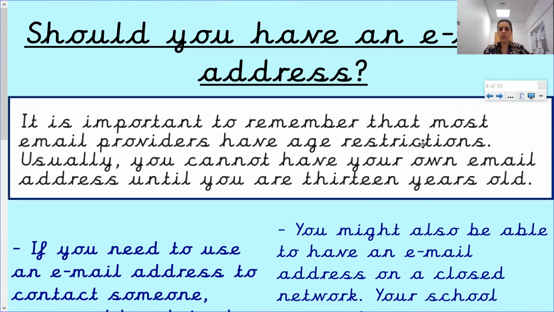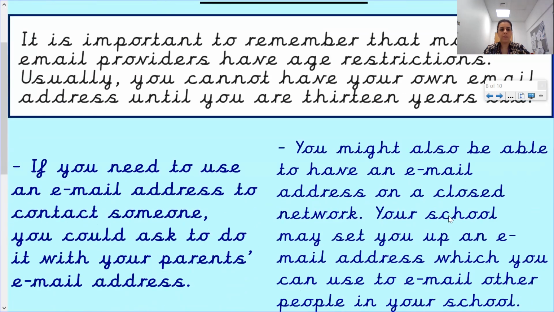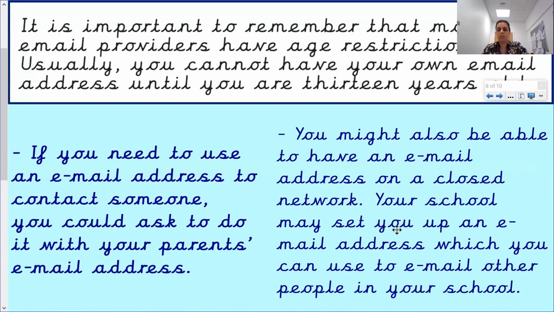So, should you have an email address? It's important to remember that most email providers have age restrictions. Usually you cannot have your own email address until you are about 13 years old. Sometimes it's different though. If you need to use an email address to contact someone, you could ask to do it with your parents' email address. You might also be able to have an email address on a closed network. Your school may set you up an email address, which you can use to email other people in your school.